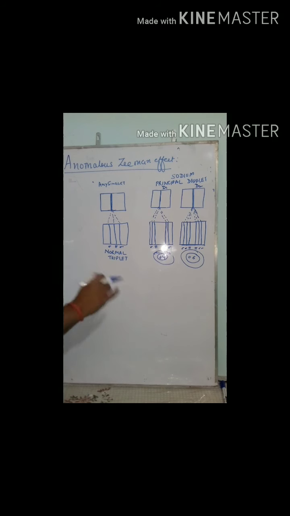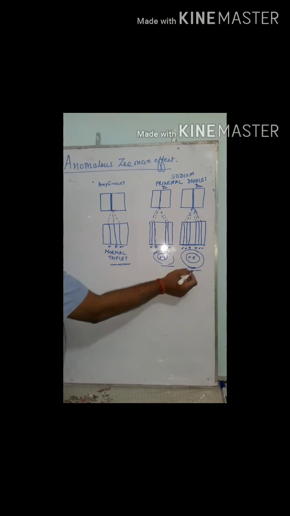This splitting of the atomic orbitals, or you can say the splitting of the spectral lines due to the presence of magnetic field, into components 4 and 6 is called anomalous Zeeman effect. In normal Zeeman effect, there are only 3 components. Here it is 4 and 6 components. 4 lines and 6 lines we are getting in an anomalous Zeeman effect.